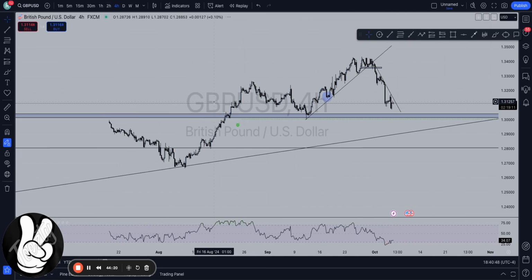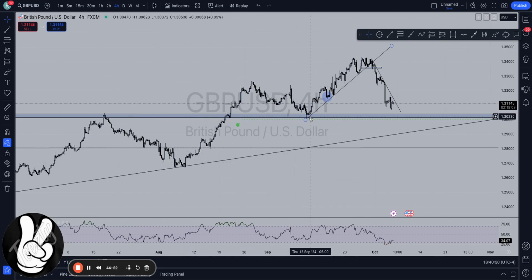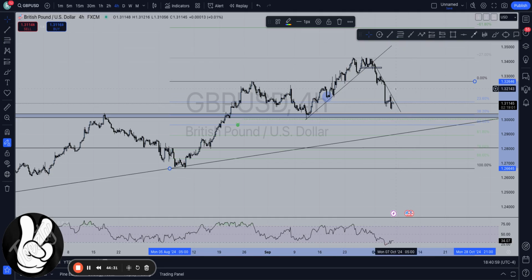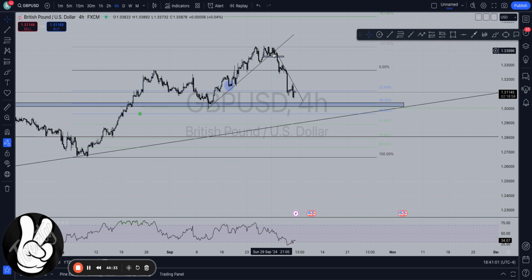So on this 4 hour, we did have this impulse move up. We had this correction. We had this continuation. Let me see if this structure played out. Impulse, correction, continuation. This played out perfectly. Hit the negative 27% and it reversed. Now we had this big move down. Now we're looking for, let me see.